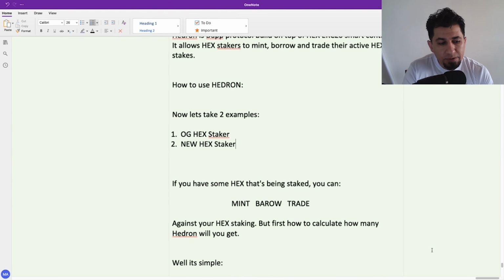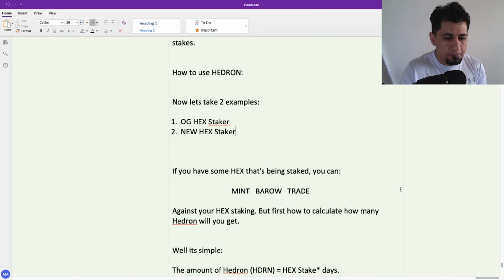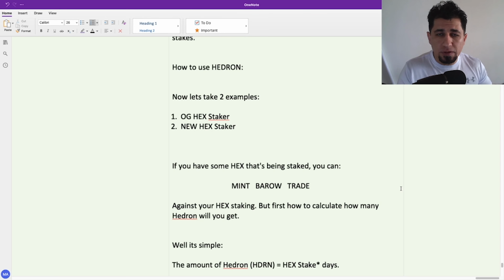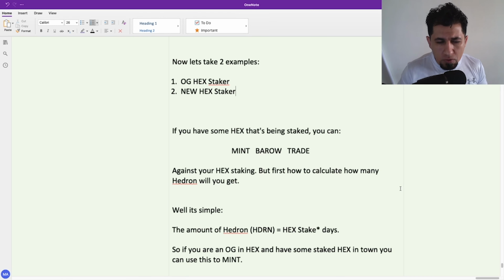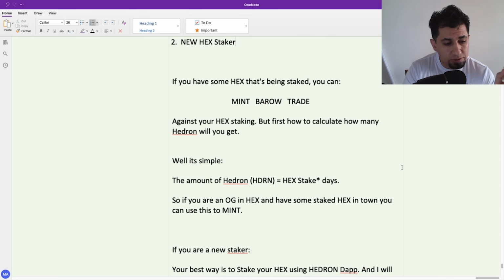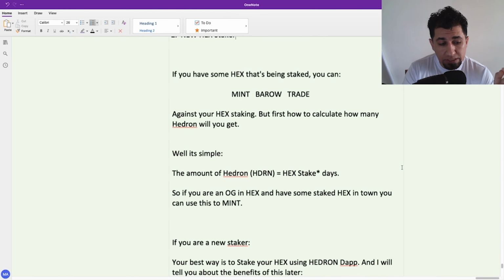Here's the thing. The question becomes how to calculate HEDRON. Now, it's so simple. Here's how. The amount of HEDRON that you are going to receive equals Hex stake multiplied by the amount of days. So simple. So if you are an OG in Hex and you have some staked Hex in town, you can use this to mint right away. If you're a new staker, however, here's what you do. Your best way is to buy Hex and stake it using the HEDRON dApp.